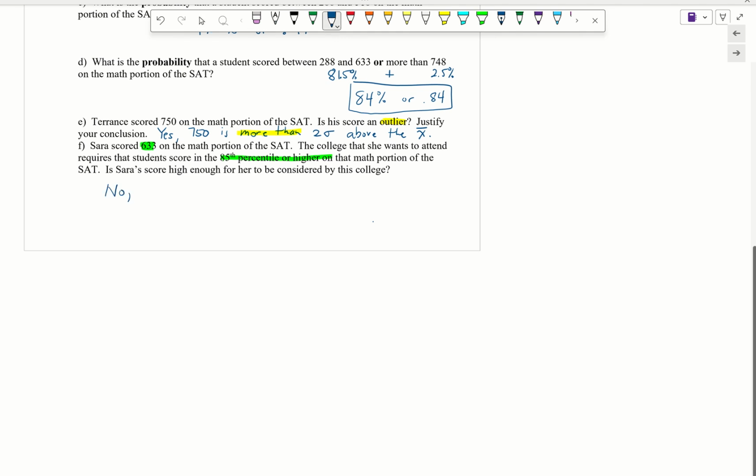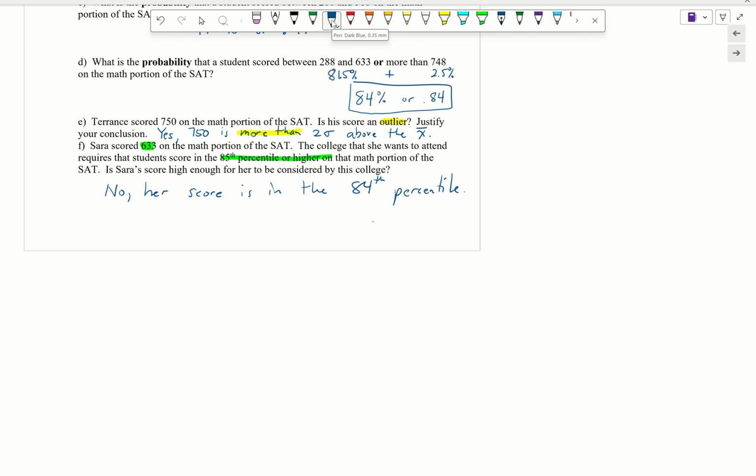So no, she did not score high enough because her score is in the 84th percentile. So she was very close, but not quite at that 85th or higher. So that's how that works.